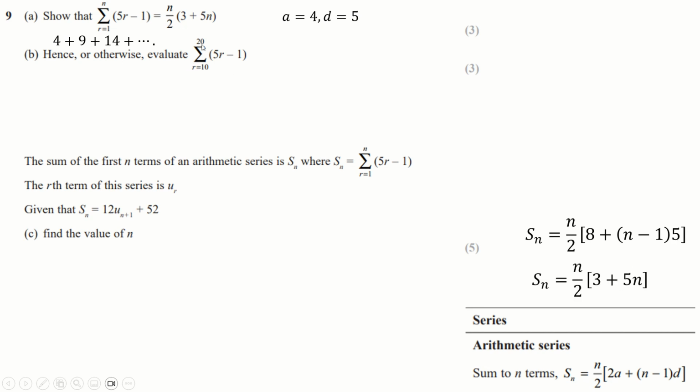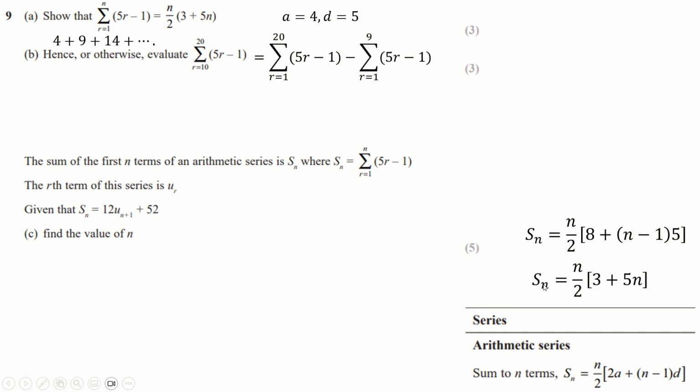So that's good. Hence, we'll otherwise evaluate this. So this is just the sum from 1 to 20 minus the sum from 1 to 9. So just get rid of the first 9 terms so that it's as if you started at 10. But of course, both of these, this is just the sum.